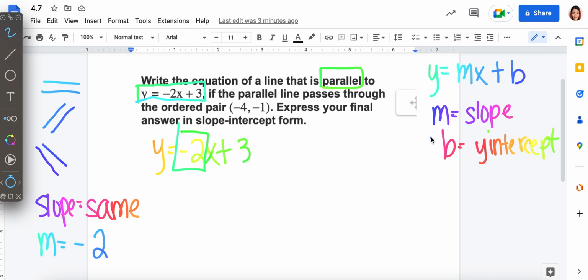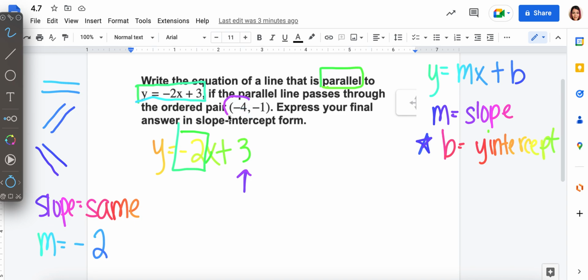Now we have to figure out our y-intercept. Well, how do we figure that out? It's not going to be 3 because 3 is the y-intercept of this original equation and they're parallel lines. So it's not going to hit the y-axis at the same time. But we can figure it out with the information it gives us.